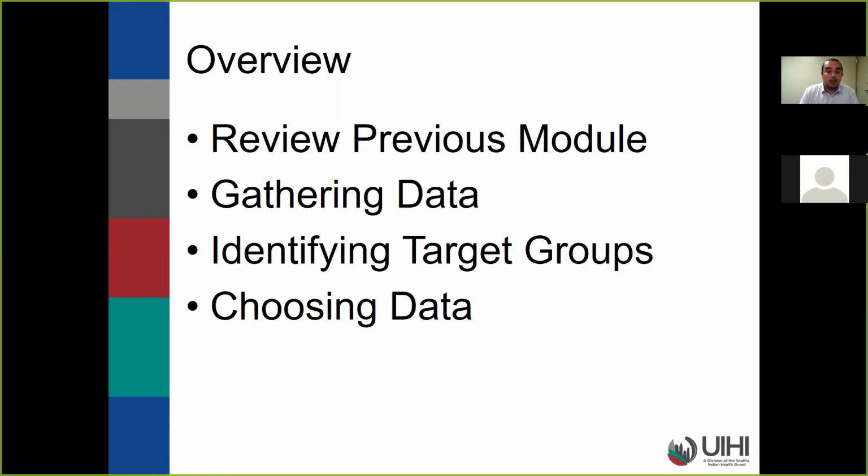We are then going to be gathering all of the data that we acquired in the previous module to be able to use it and present it within this one. We're also going to be identifying target groups and discussing some of the considerations that we may take into account when preparing data for those groups specifically, and then looking at choosing data: what data is important, what may be more useful in certain situations, and out of these big tables, what's going to be most advantageous for us.